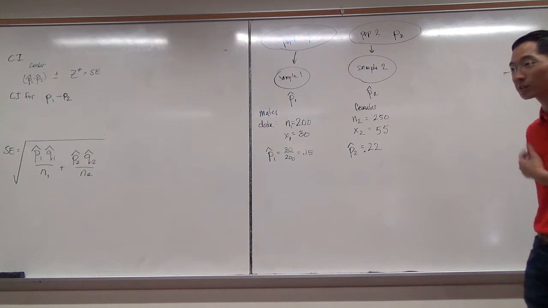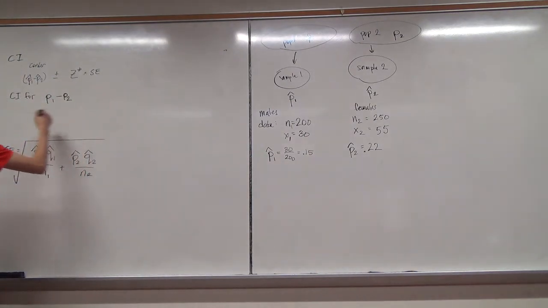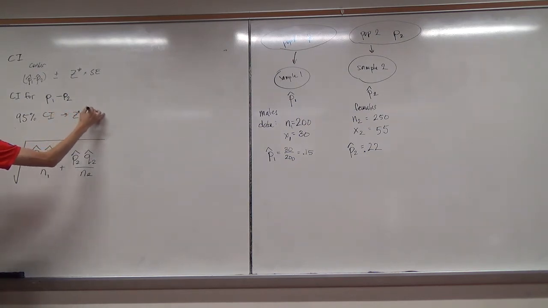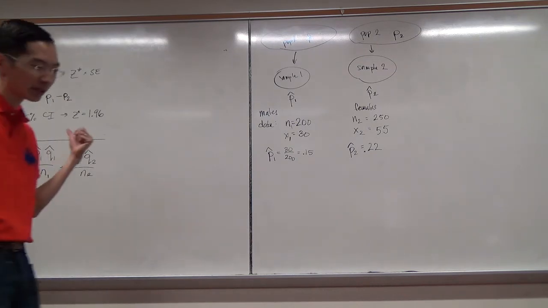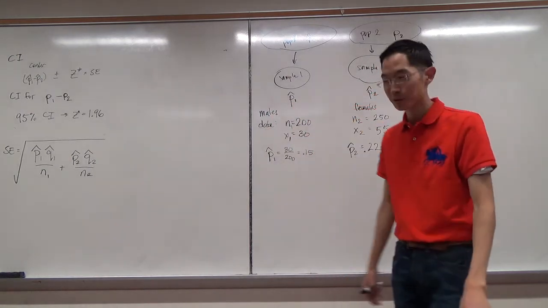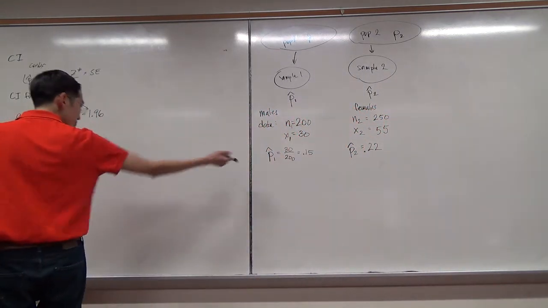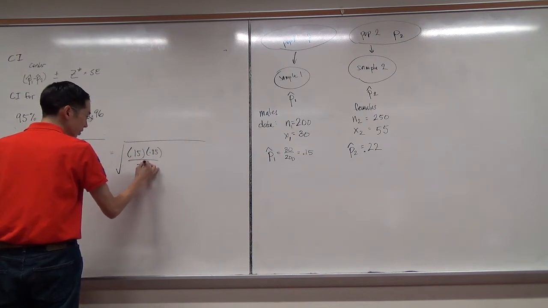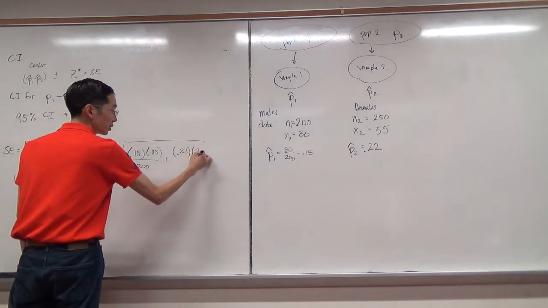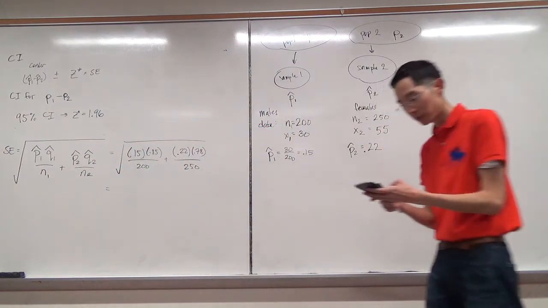Okay, so let's go through this. Let's make a 95% confidence interval. For a 95% confidence interval, what will my z-star be? 1.96. That's a good number to know. For 95%, z-star is 1.96. It all changes when we go into means and use t's, but for now, z, 1.96. And the standard error, now it's just plugging in the numbers again: 0.15 times 0.85 over 200 plus 0.22 times 0.78 over 250. So my value ends up slightly different.